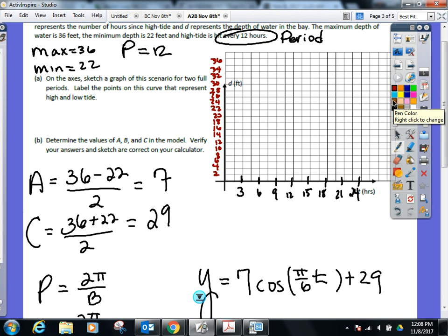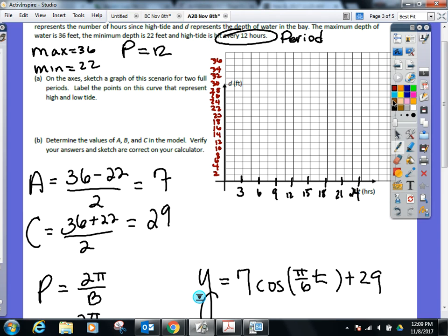It doesn't have to match mine. I went by 2s. Go by 3s, 4s. I don't care, as long as you've got 22 and 36 on there. Some of you guys are starting to put points on there. Nice. All right, here we go.